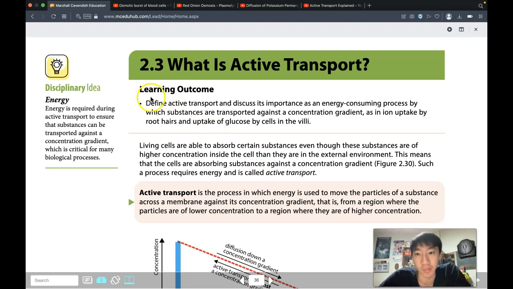Let's read the learning outcome. We need to define active transport and discuss its importance as an energy-consuming process by which substances are transported against a concentration gradient, as in ion uptake by root hairs and uptake of glucose by cells in the villi. So there's something different here. We've been saying that substances will move down the gradient, but in this case, it's going against a gradient. Why?